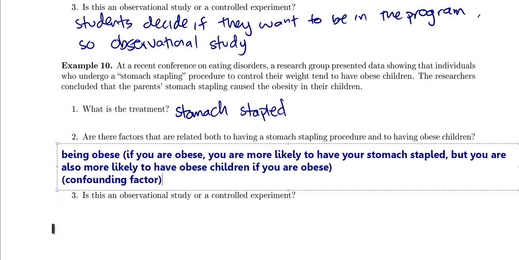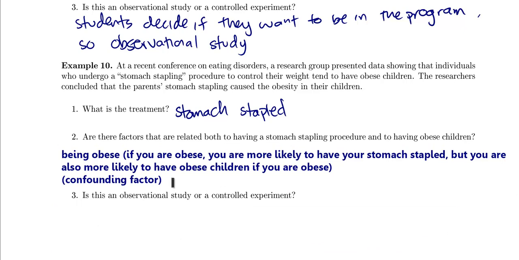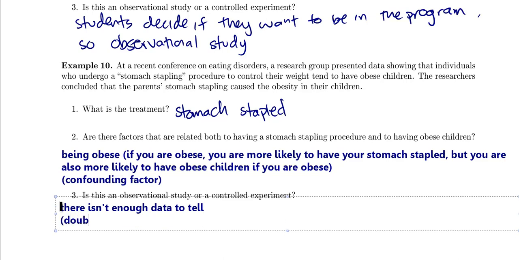Now on this one, is it an observational study or a controlled experiment? This is another example of where there isn't enough data to tell. Okay, they didn't tell how they chose if you got your stomach stapled or not. But I doubt that the researchers chose who got their stomach stapled or not.